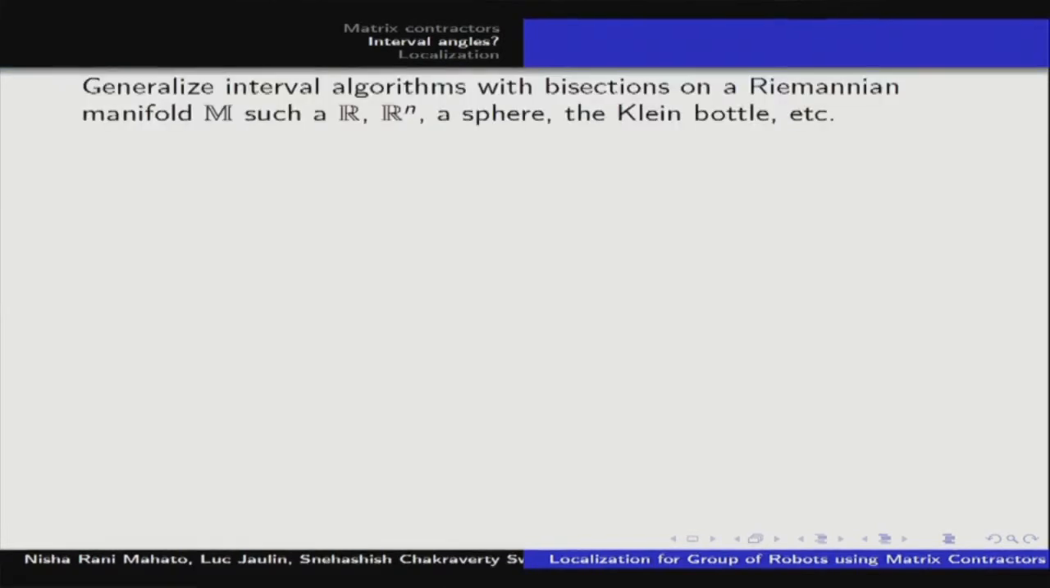In this case, we can generalize intervals to what we can call a bisectable abstract domain. So if we want to make interval algorithms as general as possible, what do we need?